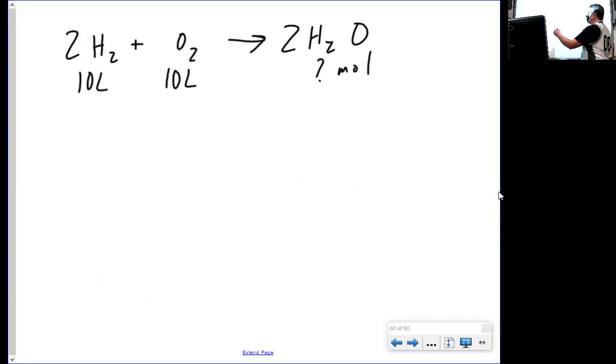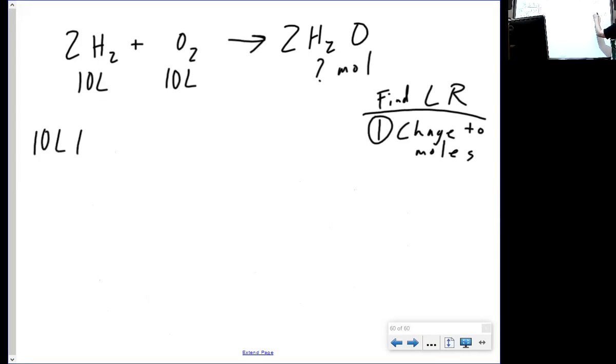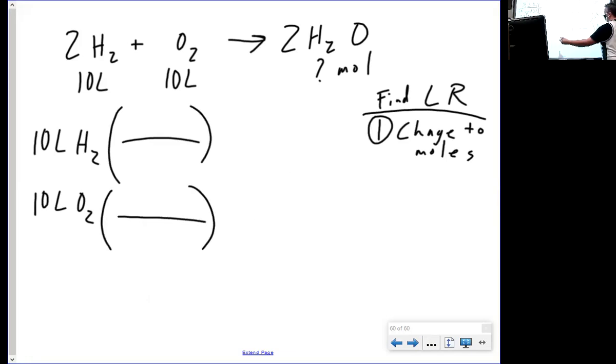So the first thing I'm always going to do for finding a limiting reactant is change to moles, with what I have. So I have 10 liters of hydrogen and 10 liters of oxygen. I'm going to change them both to moles. What's going on the bottom? Liters. Liters of O2 and liters of H2. And I'm changing them both to moles.